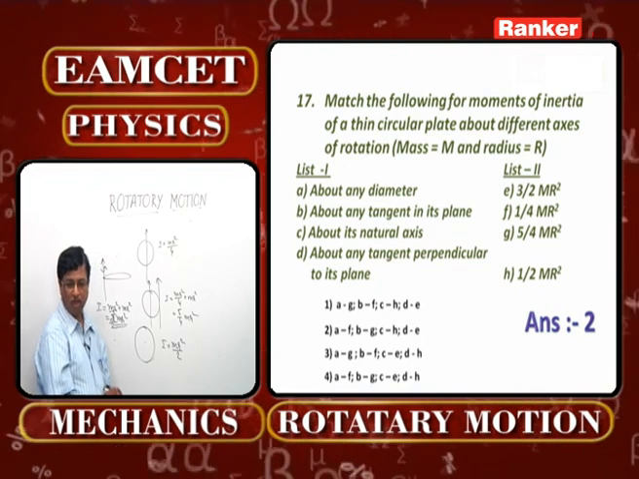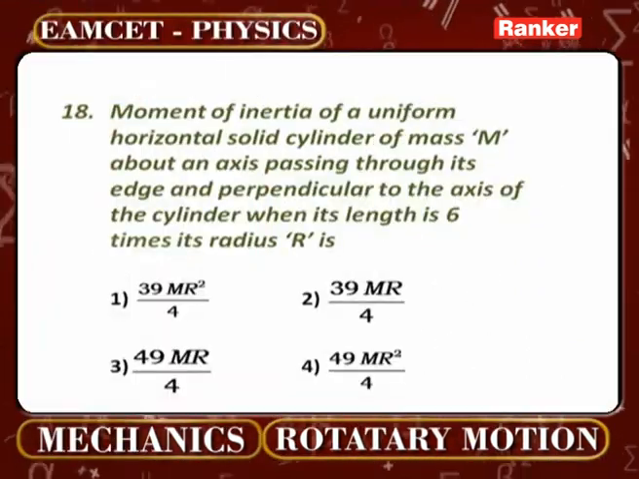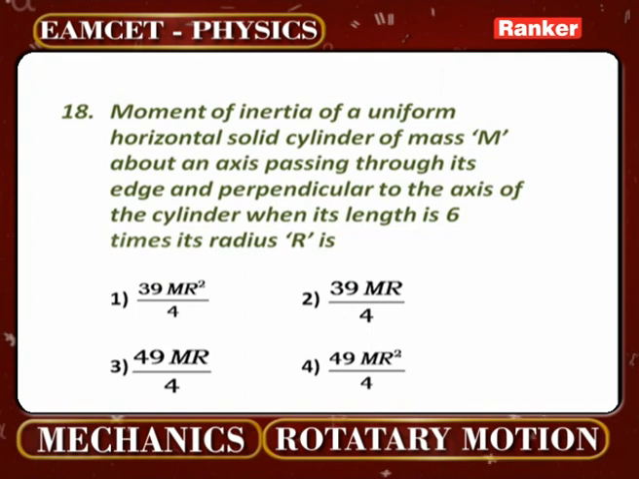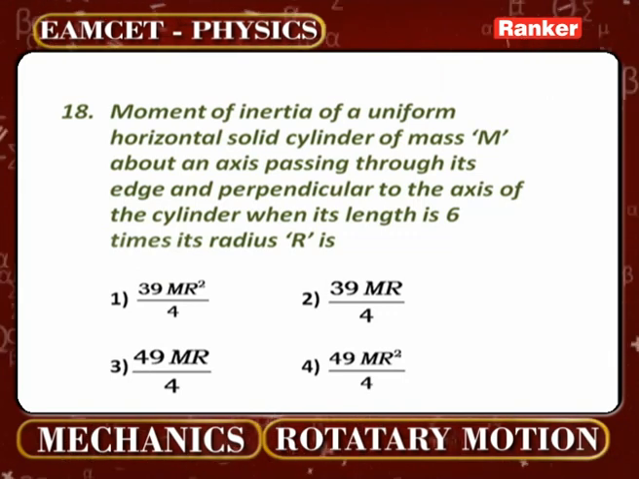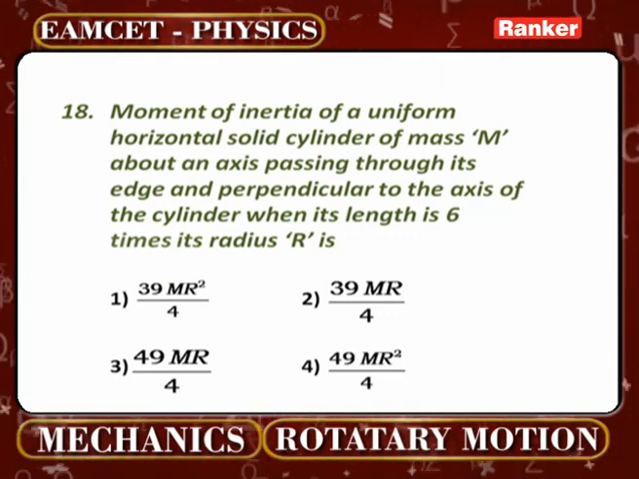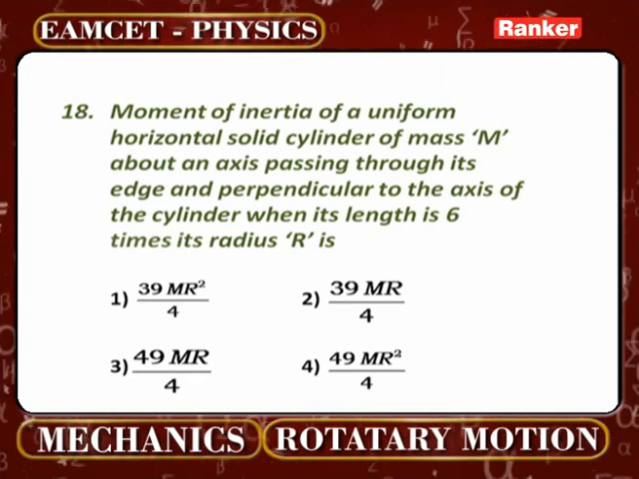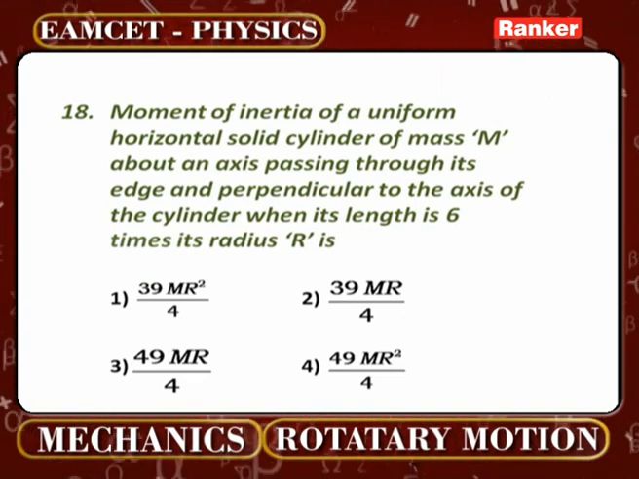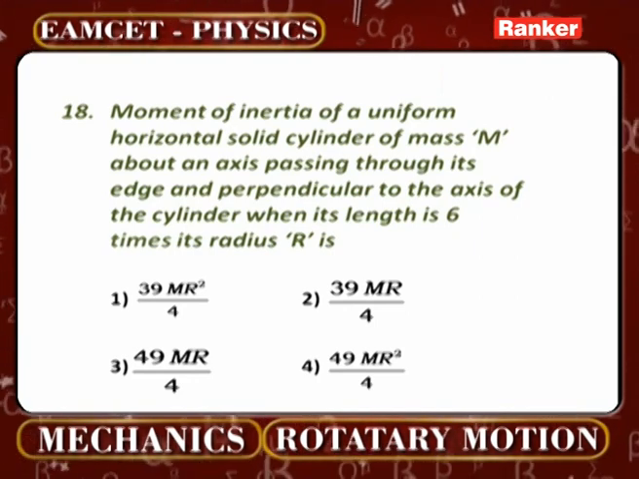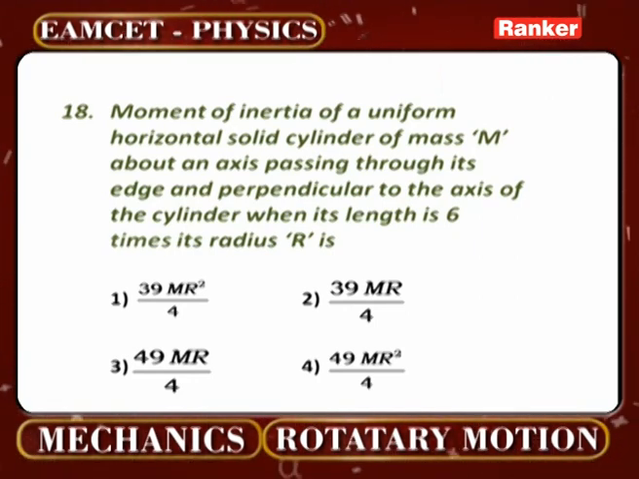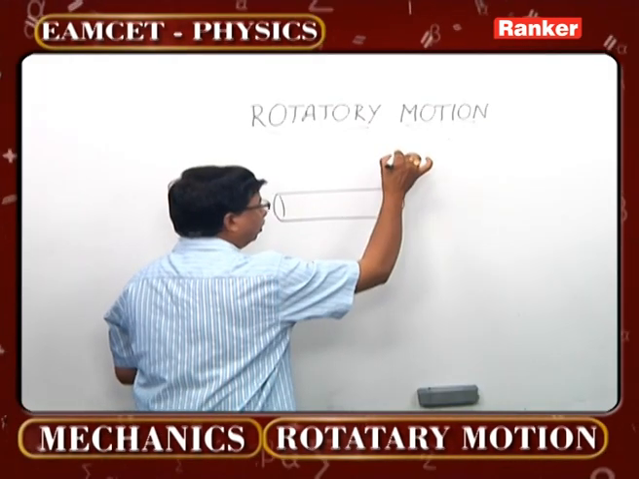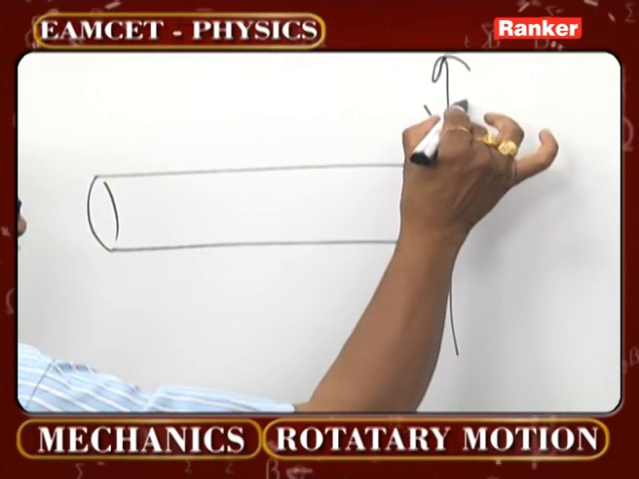That is the concept. Now check the next problem, problem number 18. Moment of inertia of a uniform horizontal solid cylinder of mass capital M about an axis passing through its edge and perpendicular to the axis of the cylinder when its length is 6 times its radius. In fact, a solid cylinder, you should consider as a rod cum a solid disc. This is a solid body. This is the axis that has been given.